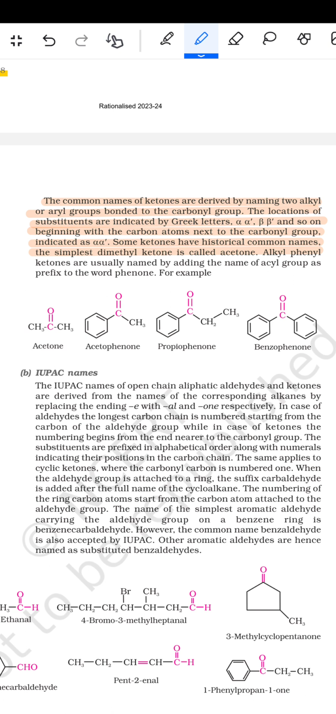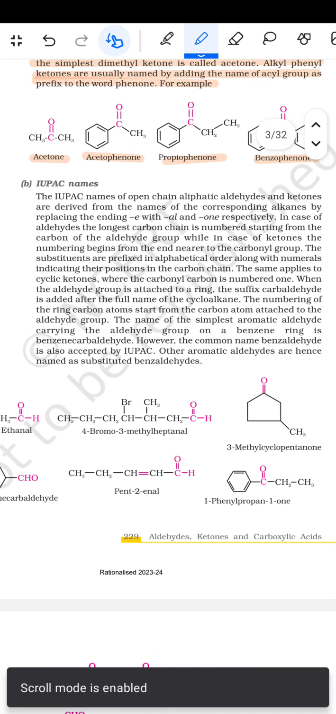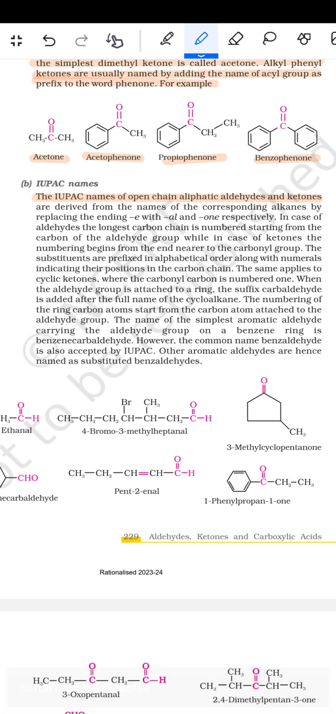Alkyl phenyl ketones are usually named by adding the name of the acyl group as the prefix to the word phenone. For example, acetone, then acetophenone, then propiophenone, and after that benzophenone. Then the IUPAC names of the open chain aliphatic aldehydes and ketones are derived from the names of the corresponding alkanes by replacing the ending e with al and one respectively.